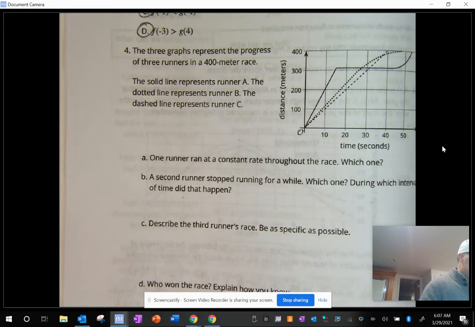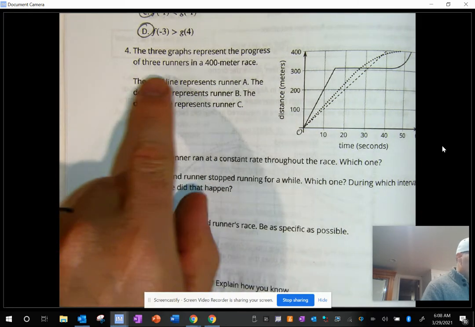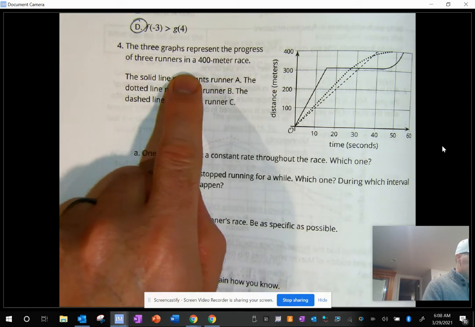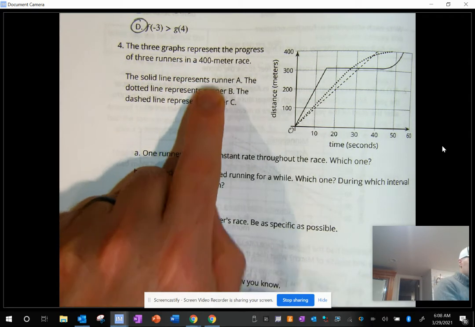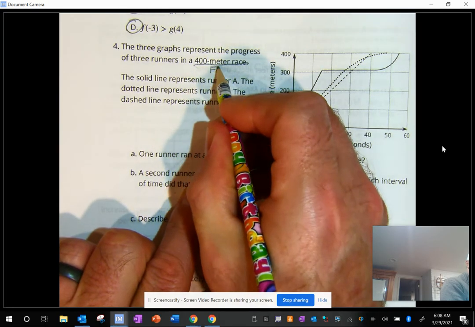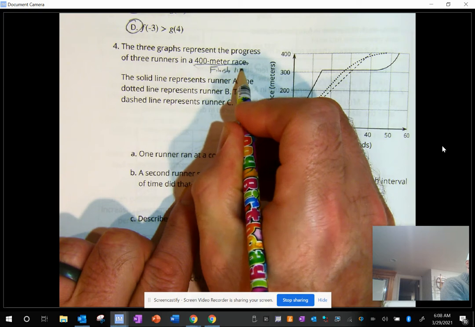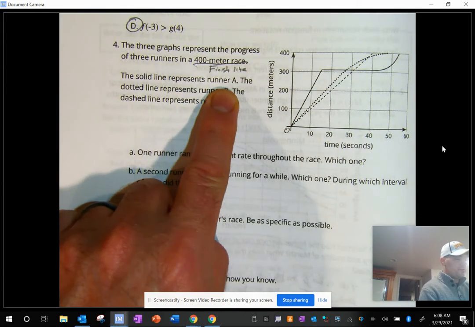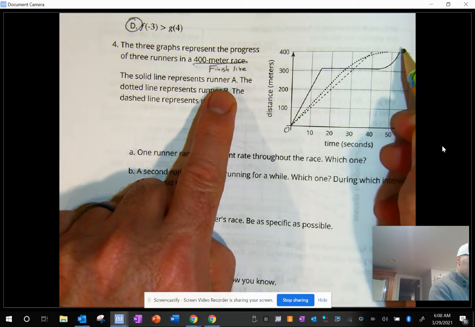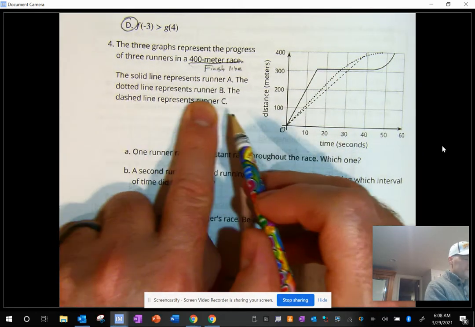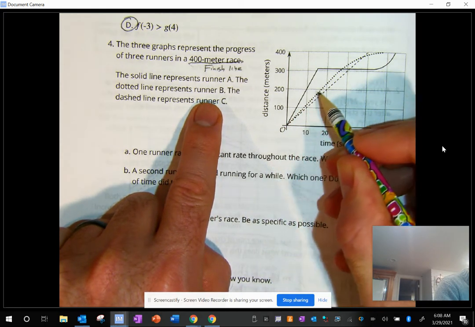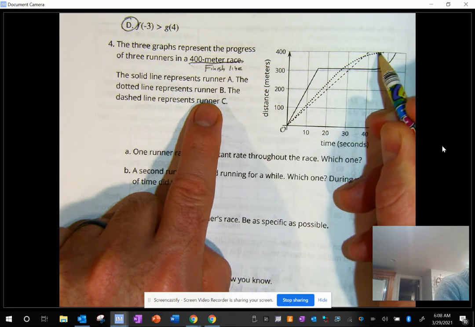All right. Number 4. The three graphs represent the progress of 3 runners in a 400-meter race. Okay, so this is the finish line. Right, there's the finish. The solid line represents runner A. So runner A looks like they ran up here, took a break, and then sped up again. The dotted line represents runner B. So the dotted line is this one in the middle, and they slowed down.